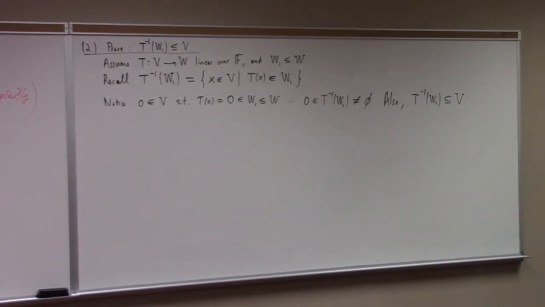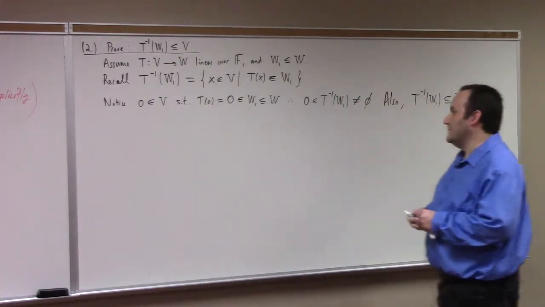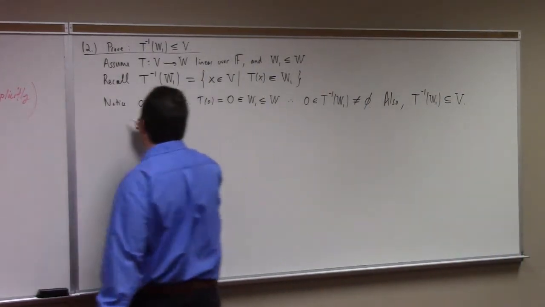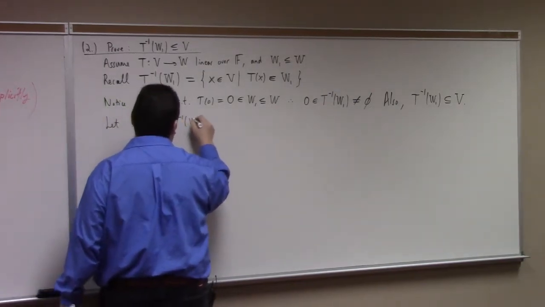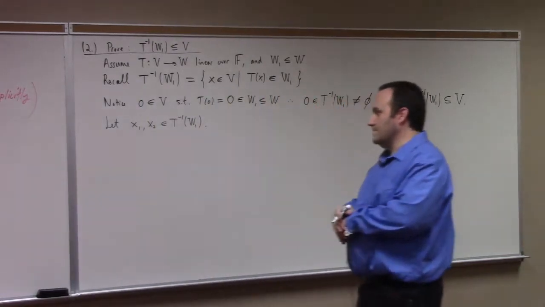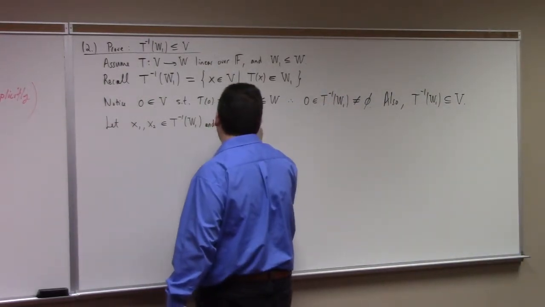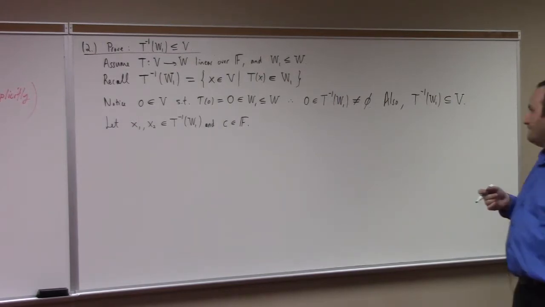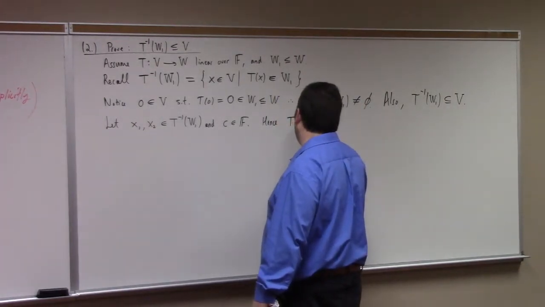Again, look at the definition of inverse image. We're taking things from V. Is this a subset of V? Yes. So essentially by construction of inverse image, it's a subset of V. Then next up, let x1 and x2 be elements of the inverse image, and let's pick a scalar c in the field. So what does that mean? Hence T of x1 and T of x2 are where?